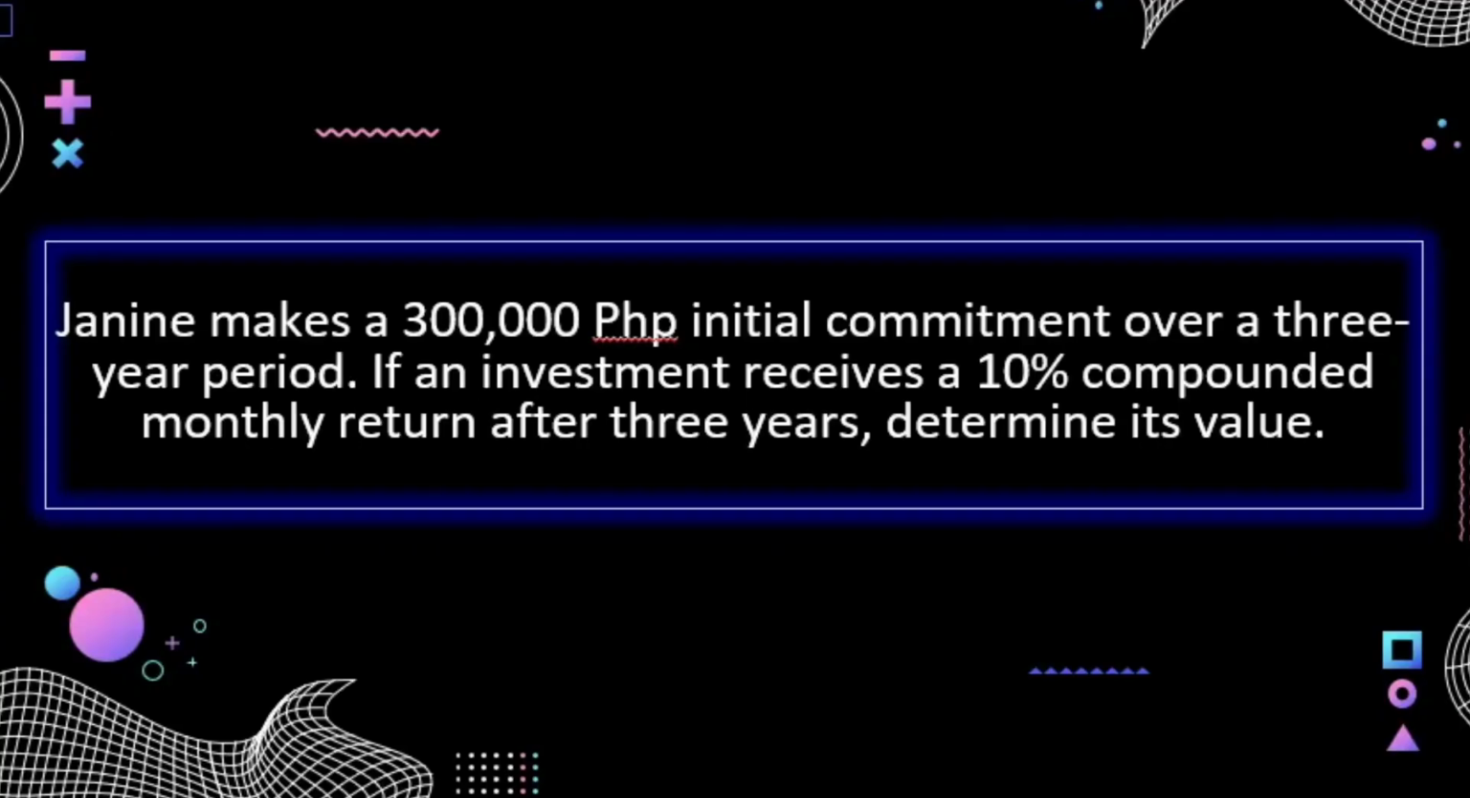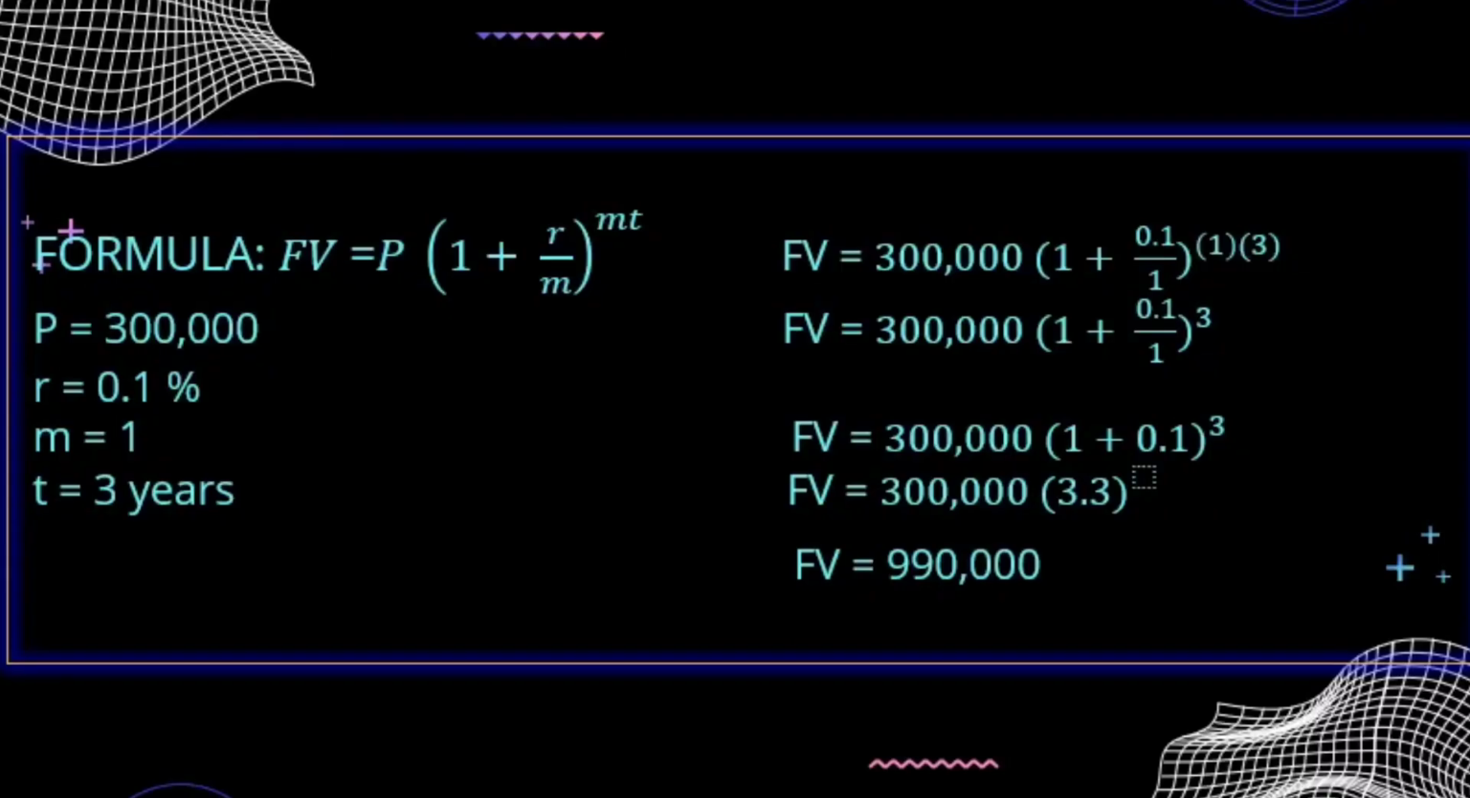It says here, Janine makes a 300,000 pesos initial commitment over a 3-year period. If an investment receives a 10% compounded monthly return after 3 years, determine its value. So just like what we did in the simple interest, we are going to list down all the given values in the problem and determine the formula we're going to use. So the formula we are going to use is the future value.